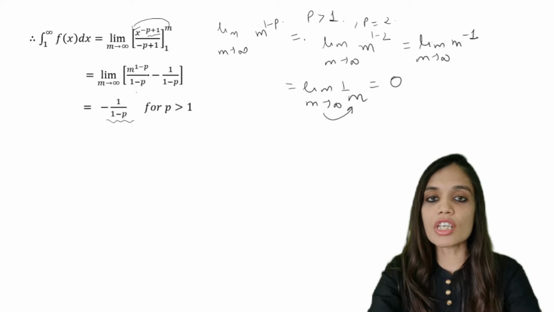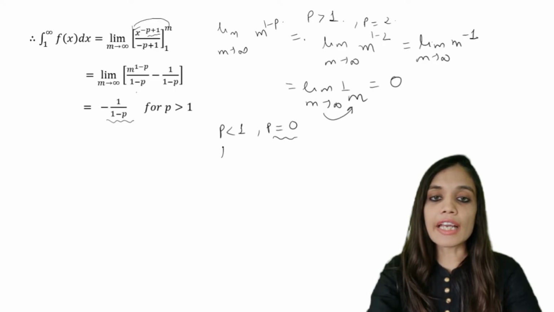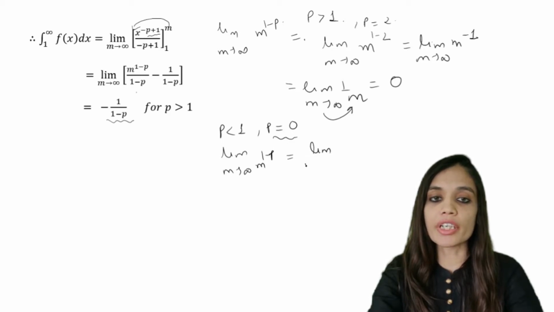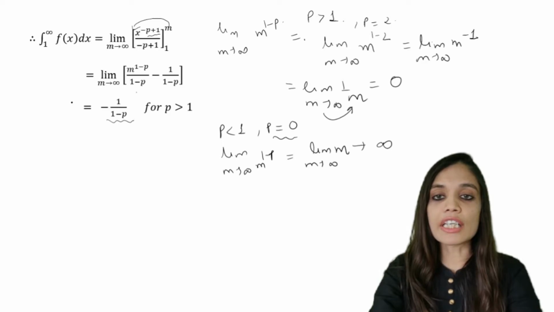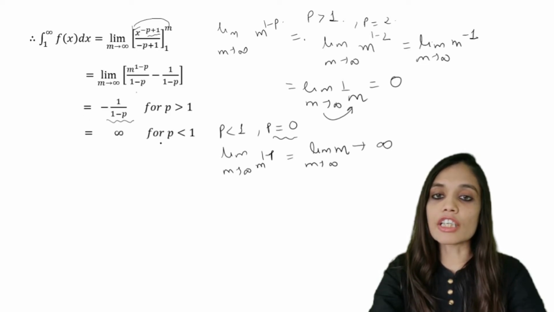So for p greater than 1, the answer of this term will be minus 1 upon 1 minus p, because this goes to 0. Now if you take p less than 1, that is if you take p as 0, then limit m tends to infinity of m raised to 1 minus p will be equal to limit m tends to infinity of m, because p is 0. So this will go to what? Infinity. Therefore your integral will be equal to infinity for p less than 1.